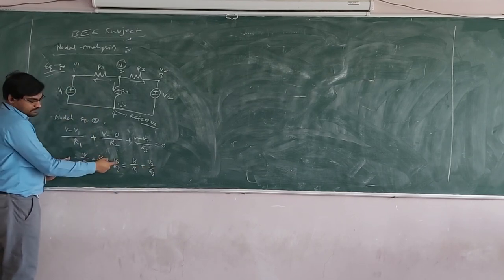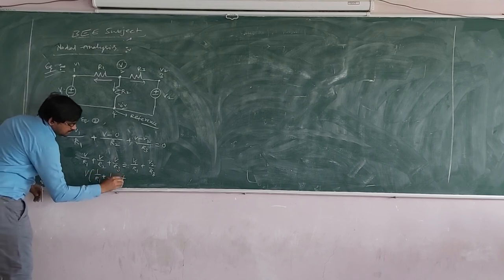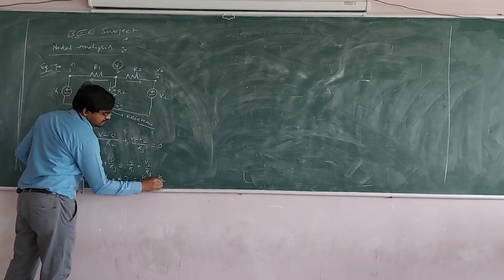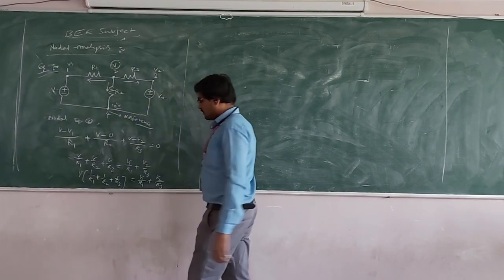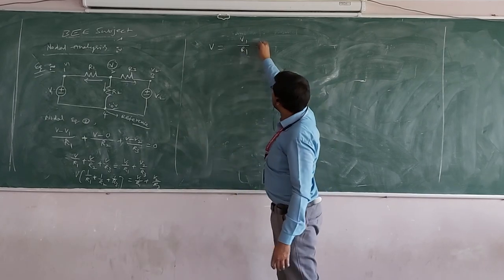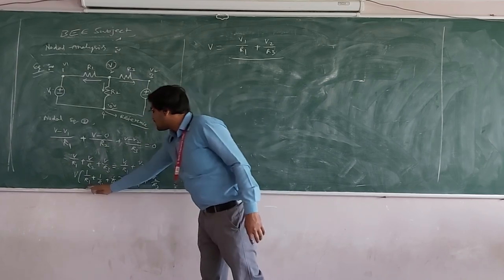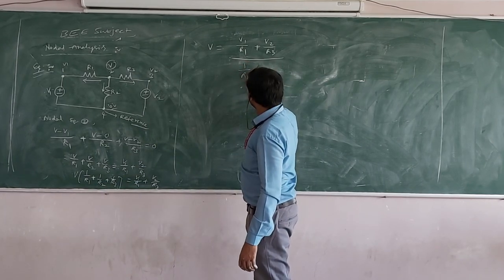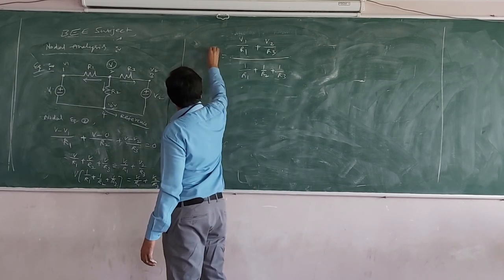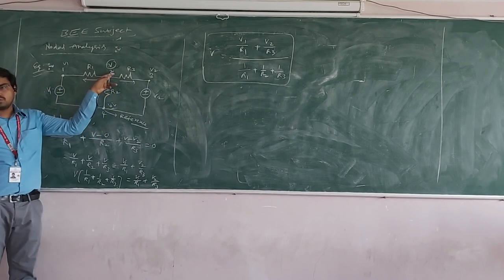Right? So we take V common from the left hand side terms: V times (1 by R1 plus 1 by R2 plus 1 by R3). The right hand side is V1 by R1 plus V2 by R3. Now write the V expression from this equation: V equals (V1 by R1 plus V2 by R3) divided by (1 by R1 plus 1 by R2 plus 1 by R3). This is the voltage expression at node 2, the node 2 potential.